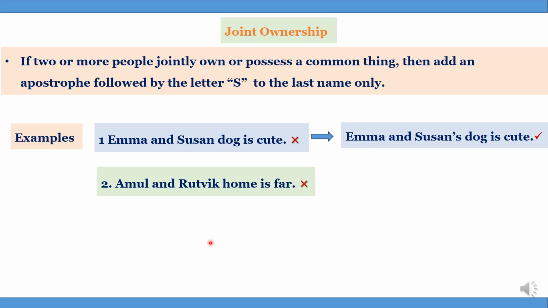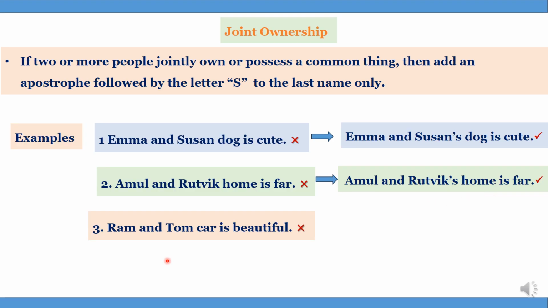Next, Amul and Rutvik home is far. See here. Amul and Rutvik both stay in the same home. Okay, but this representation is wrong. We need to add an apostrophe and letter S to the last name. That is Amul and Rutvik's home is far.